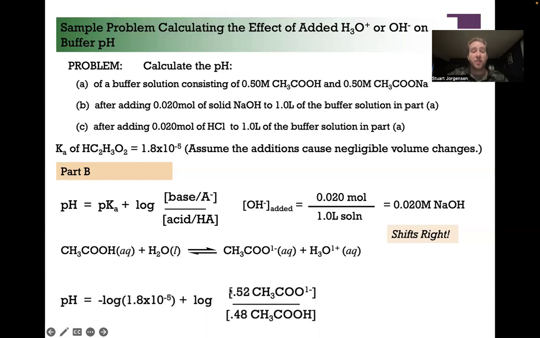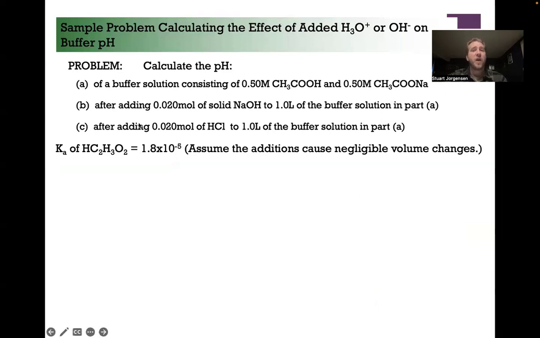And so what we end up doing is we just have to alter our molarities a little bit. We add 0.02 to the conjugate. We subtract 0.02 from the acid, plug it back into our Henderson-Hasselbalch, and we get 4.77, up just a little bit from what we saw before. Well, okay. Given that, we should be able to predict what's going to happen on this next one.